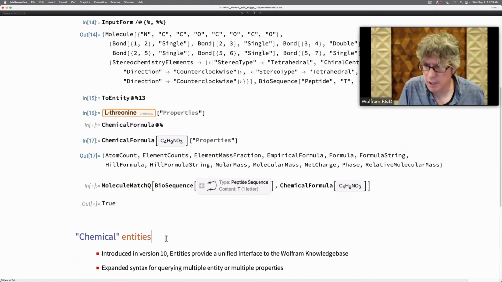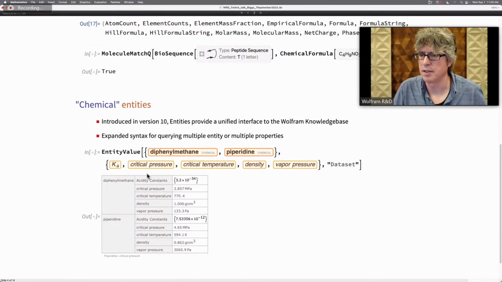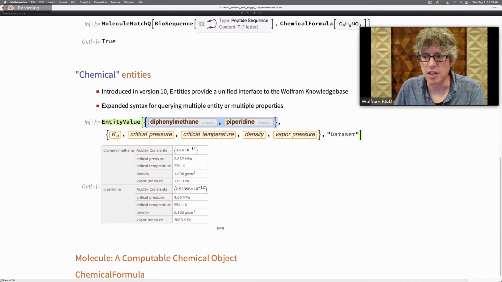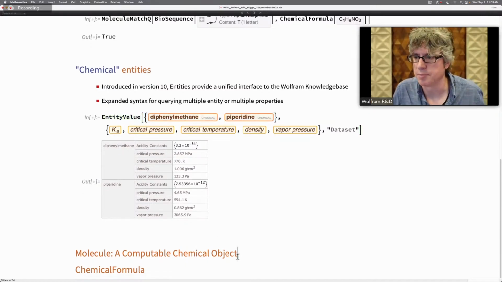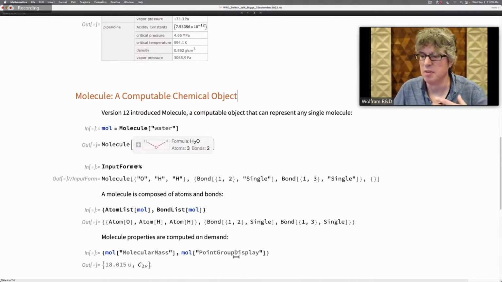Right, so we can go a little bit more into detail about chemical entities. These involve calls to the Wolfram knowledge base, where our servers have this curated information. You can ask about the acidity constants, the critical temperature, vapor pressure. These are all not things that we could compute from the molecule object directly. Whereas with a molecule, you can compute quite a bit.